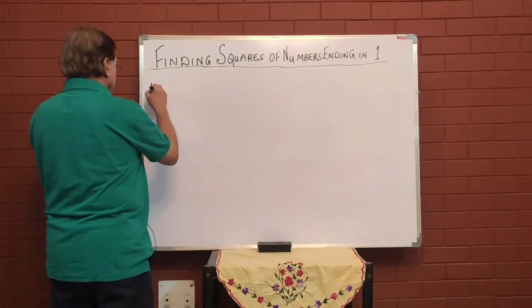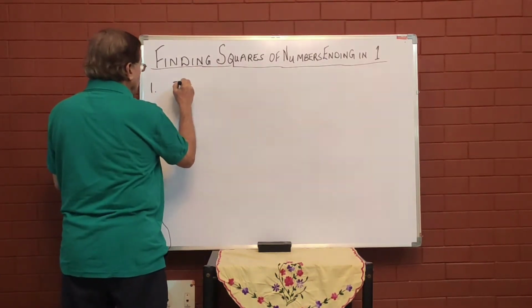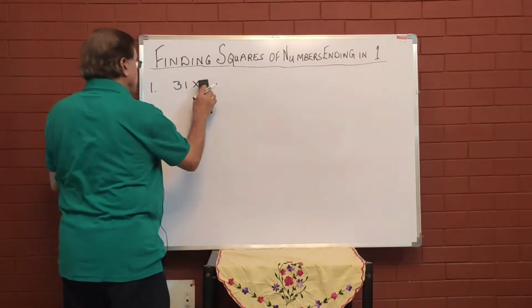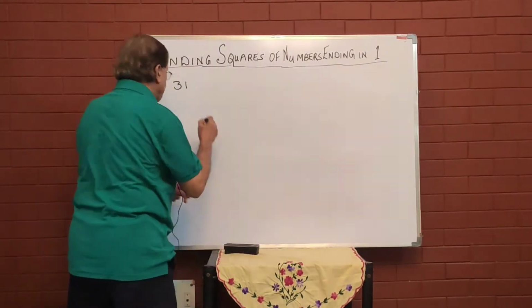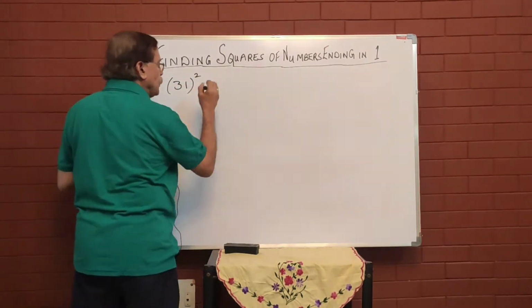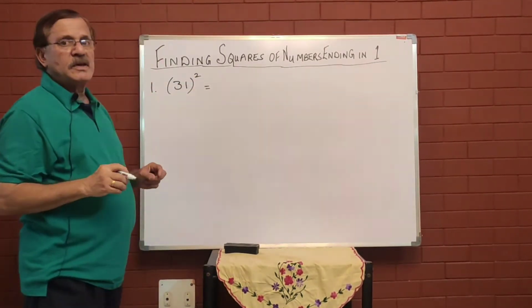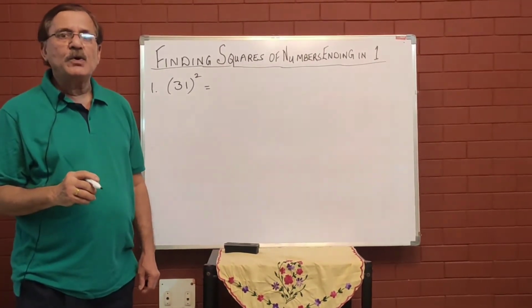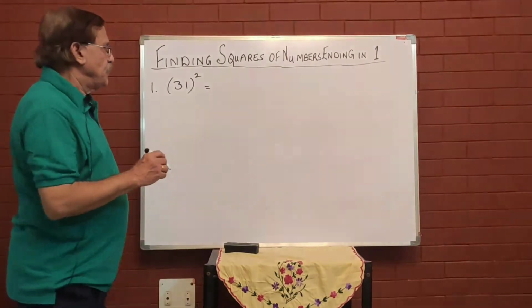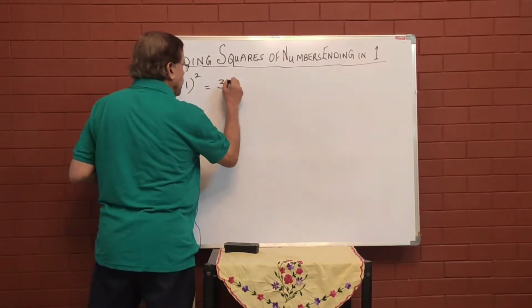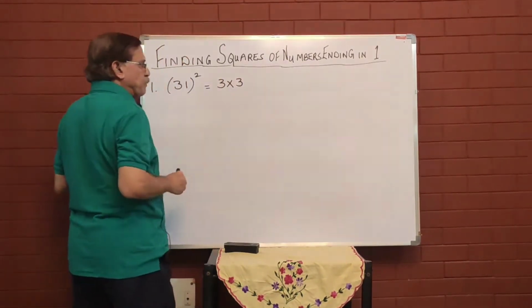So here we go. The first question: 31 square. 31 square, as you know, is 31 multiplied by 31. Now we have three main steps in this. The first step is, see the number 3? 3 multiplied by 3. This is the first step.